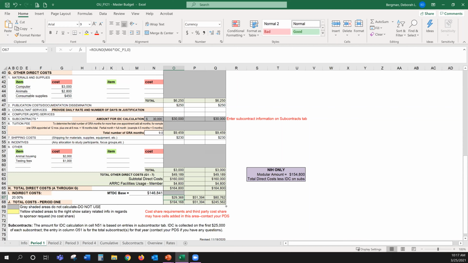And you can also see that there's an amount in the P column now. This is unrecovered IDC. It's the amount of IDC we weren't allowed to collect based on our negotiated rate. So that's just tracked for internal purposes. When we send the budget sheet to your sponsor, we wouldn't include that amount because it's just for internal tracking. We would include it if you have a cost share requirement because most people will allow us to include it as part of the cost share. So if you do have cost share, you'll work with your PDS so that they can adjust formulas as necessary to show the cost share in the proposal.